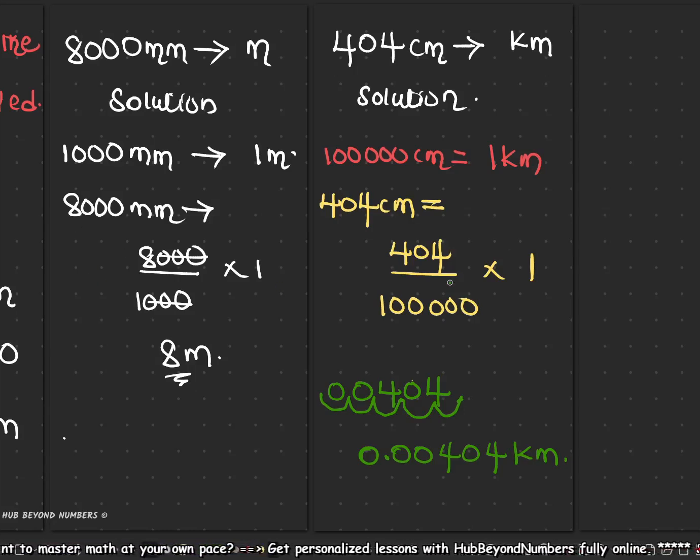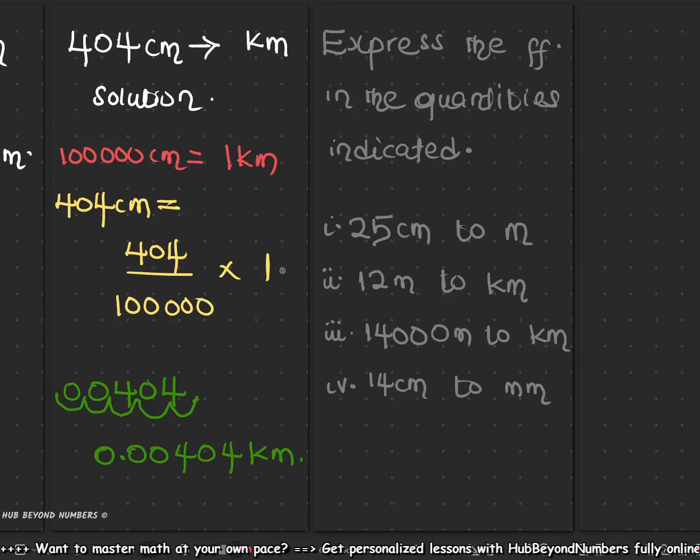I'll write some exercises here you can try on your own to test your understanding. As I've said earlier on, you have to express the following in the quantities indicated: 25 centimeters to meters, 12 meters to kilometers, 14,000 meters to kilometers, and then finally 14 centimeters to millimeters. I do hope that this video helps in your unit conversion.